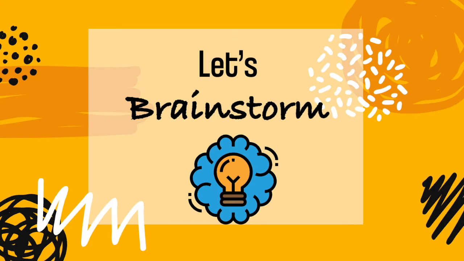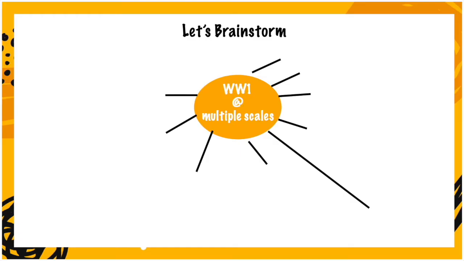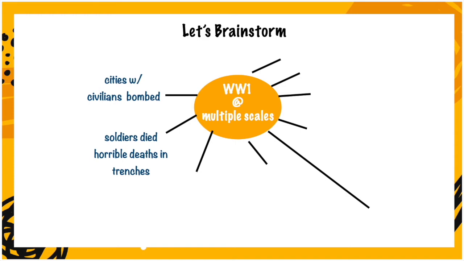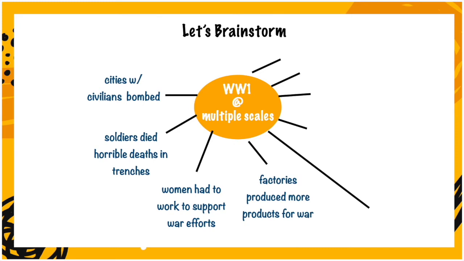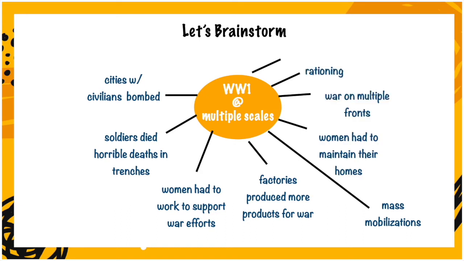Let's brainstorm. So, World War I at multiple scales. Cities with civilians bombed. Soldiers died horrible deaths in trenches. Women had to work to support war efforts. Factories produced more products for war. There were mass mobilizations of soldiers. Women had to maintain their homes. There was rationing. And then women had to take on roles that were historically dominated by men.